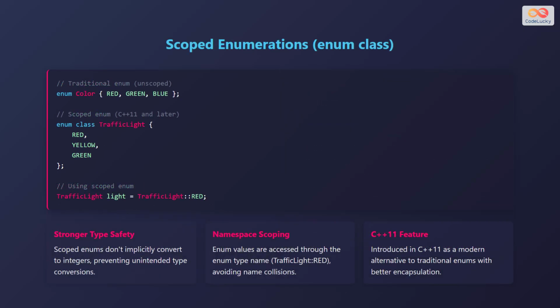C++ 11 introduced scoped enumerations, also known as enum class, as a modern alternative to traditional enums with better encapsulation. Scoped enums have stronger type safety. Scoped enums don't implicitly convert to integers, preventing unintended type conversions. Enum values are accessed through the enum type name, avoiding name collisions. For example, TrafficLight::Red. Here is an example of traditional enum and scoped enum.